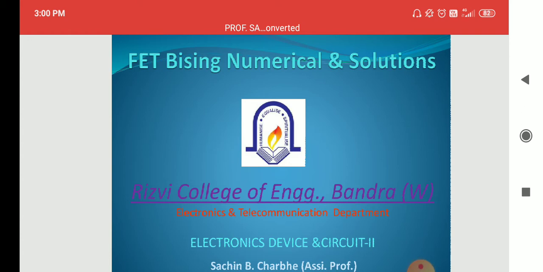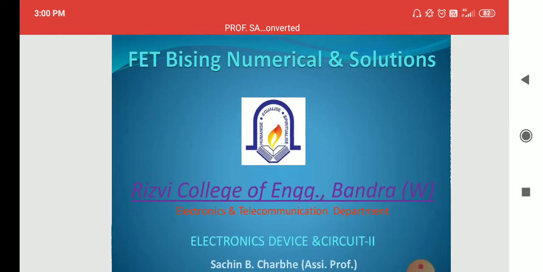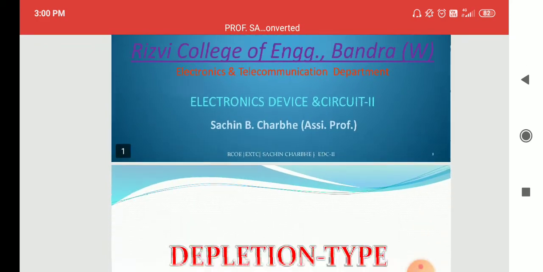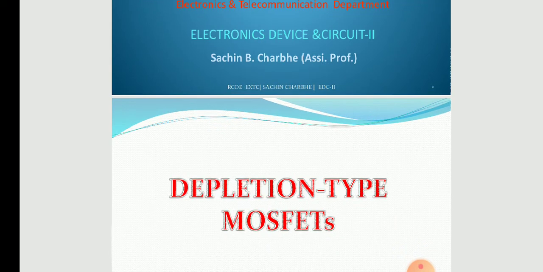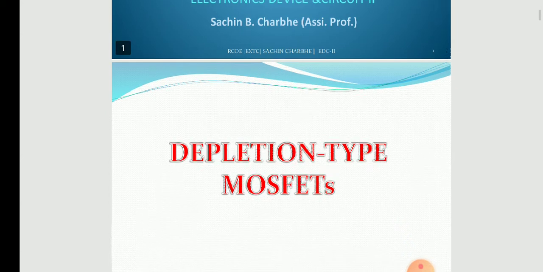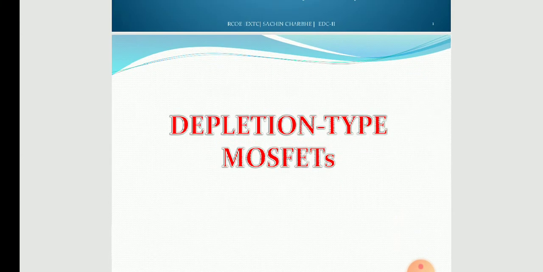Today we discuss the FET biasing numerical and solutions. We will see one or two numerical, how to solve using graphical method as well as the mathematical. In FET biasing, FET or MOSFET is similar. There are two types of FET or MOSFET, that is depletion type MOSFET and enhancement type MOSFET. First we will see the numerical based on the depletion type MOSFET.